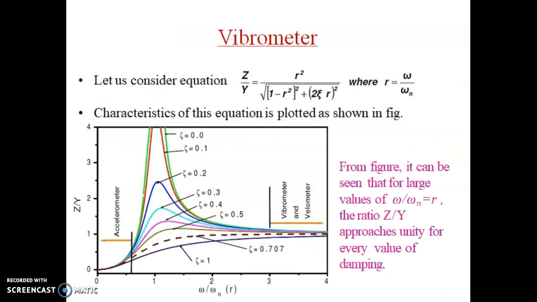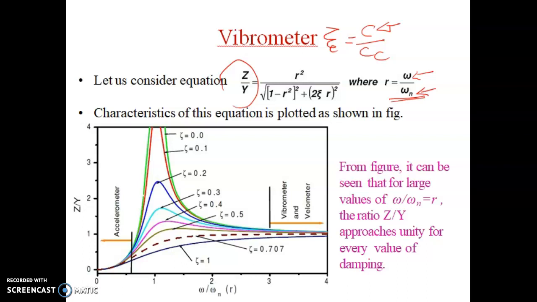Let's consider the equation for forced damped vibration, where Z by Y is given as R squared divided by the root of (1 minus R squared) the whole squared plus (2 zeta R) the whole squared, where R is the ratio between the frequency to be measured divided by the natural frequency, and zeta is the damping ratio, which is given by C by Cc. C is the damping coefficient and Cc is the critical damping coefficient.